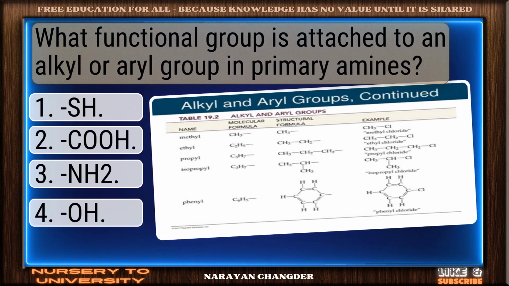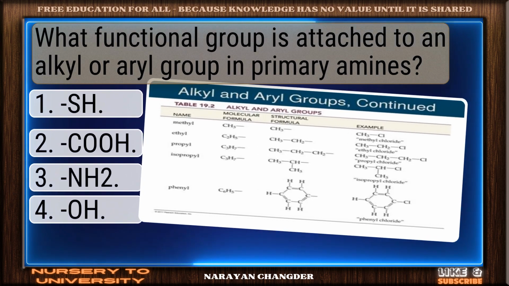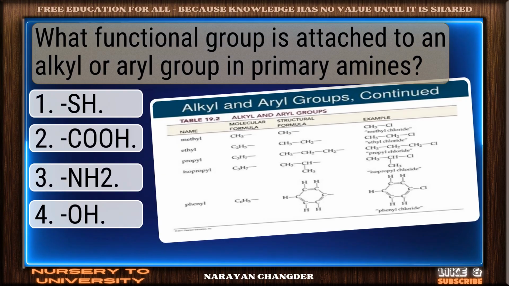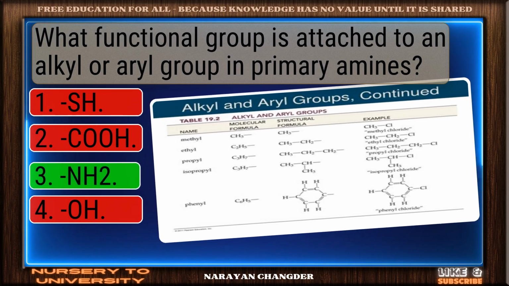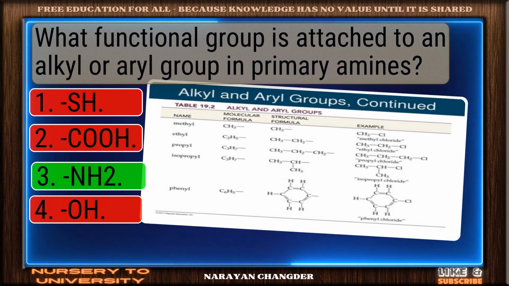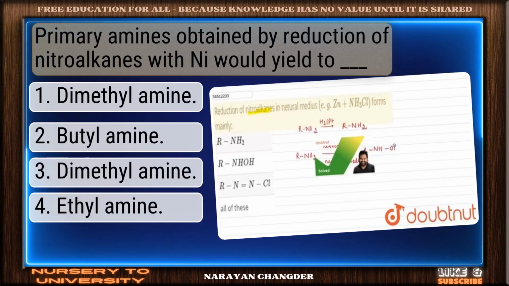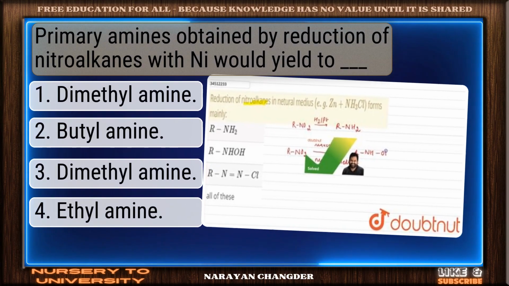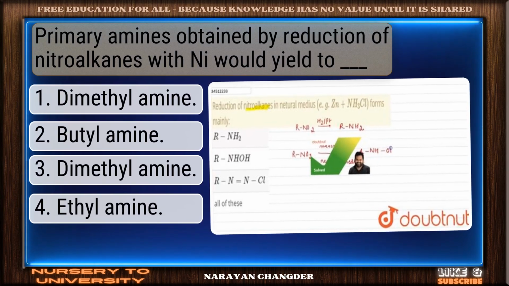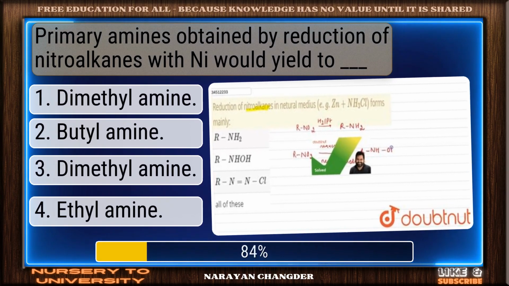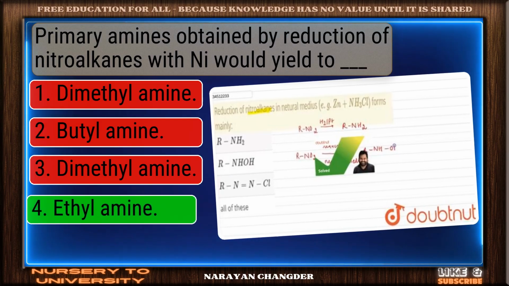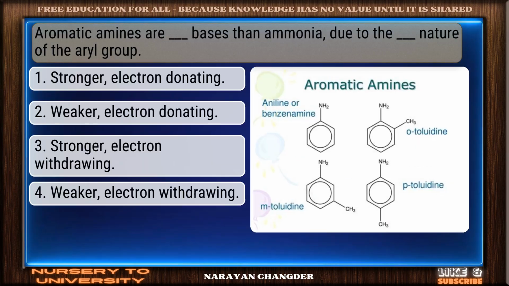What functional group is attached to an alkyl or aryl group in primary amines? Clear logic. Your choice, NH2, is sound. Primary amines obtained by reduction of nitroalkanes with Ni would yield dash. Well picked. Ethylamine is the correct answer.